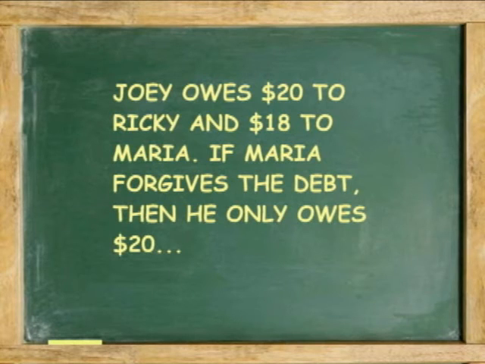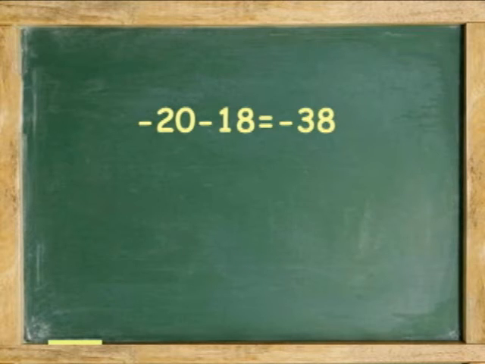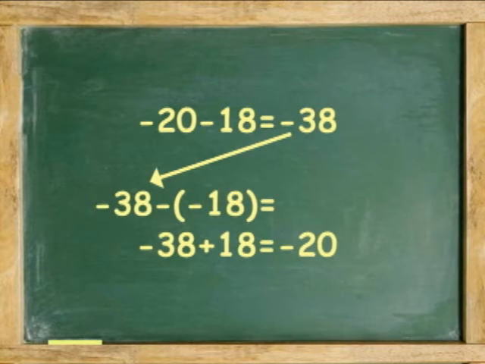Let's try another example. Joey owes $20 to Ricky and $18 to Maria. If Maria forgives the debt, then he only owes $20. The equations to show this are -20, -18 equals -38. $38 is what he owes. If one debt is forgiven, take away the negative. -38 minus -18 equals -38 plus 18 equals -20.